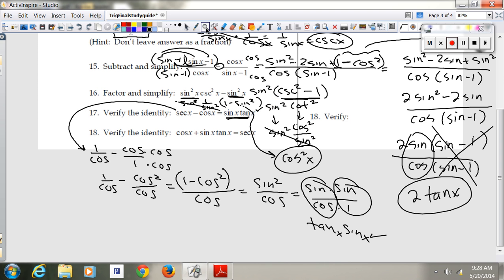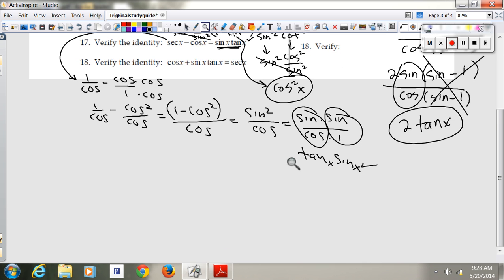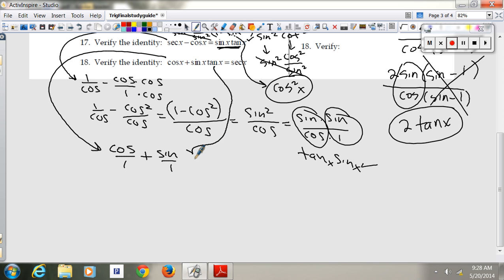Okay, moving on to 18. We want to verify this one. So I'll take this and bring it down in the bottom here. Cosine of x, I'm going to leave as cosine over 1. Plus sine, I'm going to leave as sine over 1. Tangent, however, I'm going to replace with sine over cosine. We need to try to make them all sines and cosines if possible.